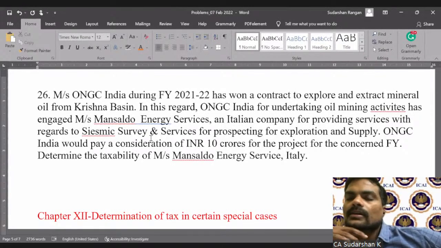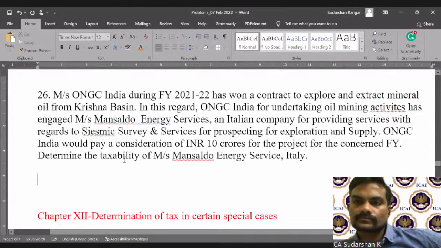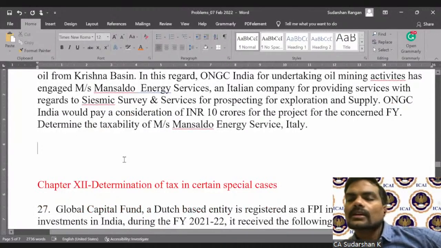So now ONGC would pay Monsalto, the Italian company, 10 crores for the project pertaining to financial year 21-22. 10 crores of service where Monsalto will bring its equipment, all those things, and they'll do seismic survey services and also find out where the exploration can happen. So this is services provided. Now determine the taxability of Monsalto. First thing that should come into mind, we're talking about taxability of the Italian company.